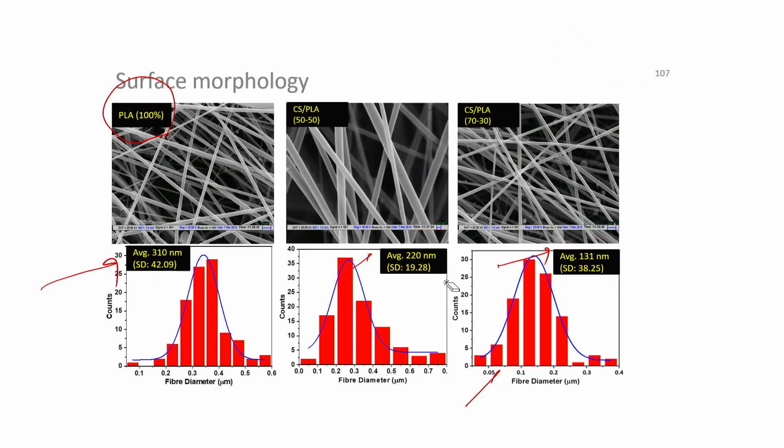we have reached up to the 70-30, and what we found is that with the increase in chitosan percent up to 70%, the fiber diameter consistently reduces. So, that is why we have used 70-30 as an optimum value, the 70-30 chitosan PLA blend.